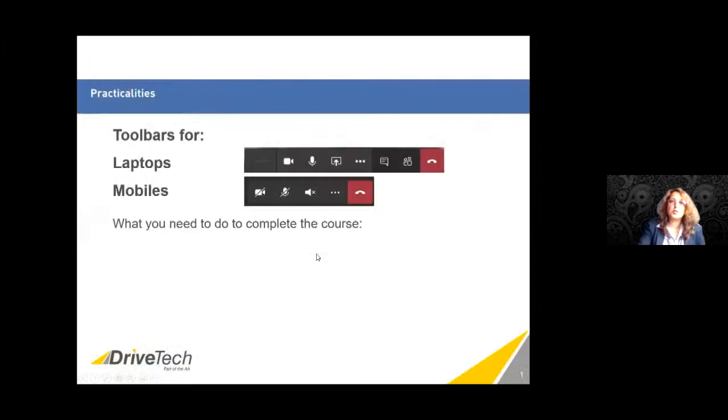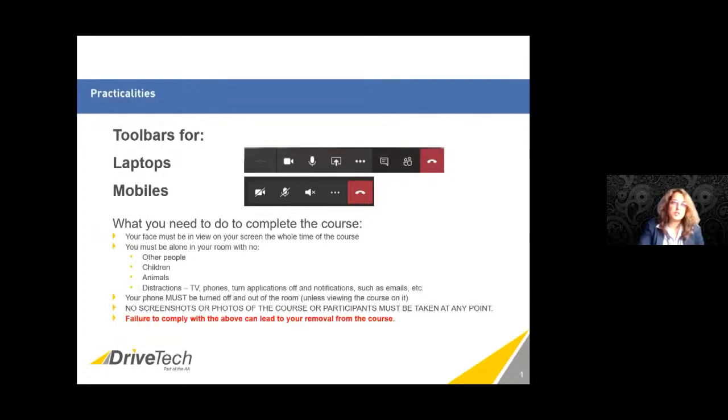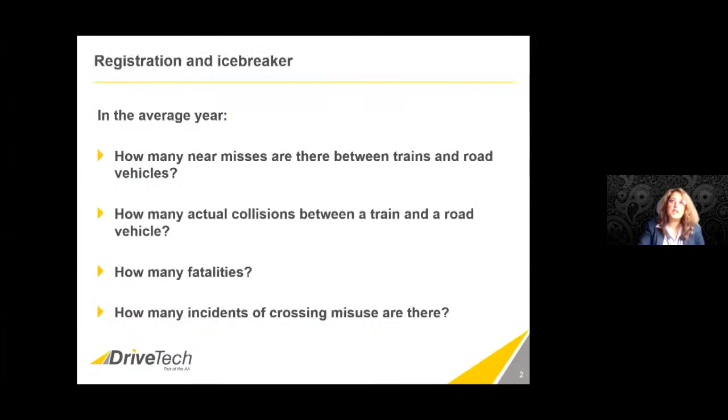When we do this course, we go through the technicalities of how to use the toolbars, etc., and the terms and conditions of the course, because you have to be invited by the police.